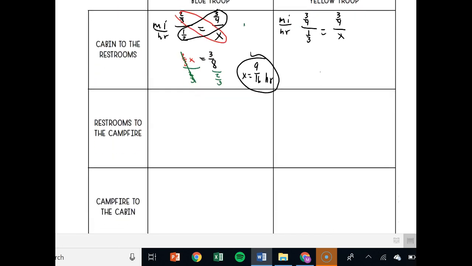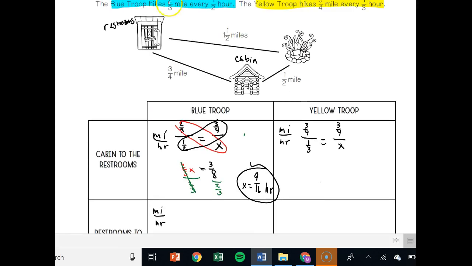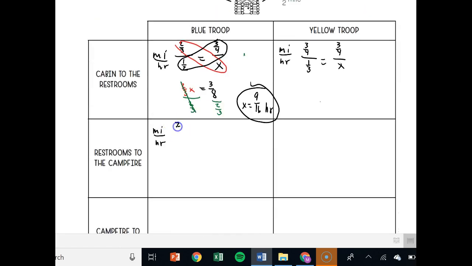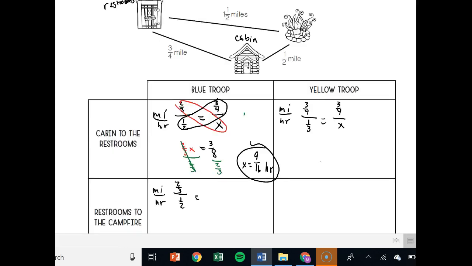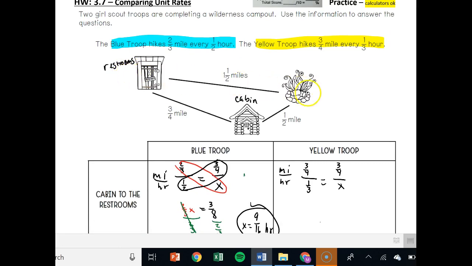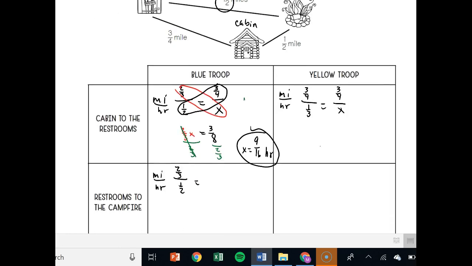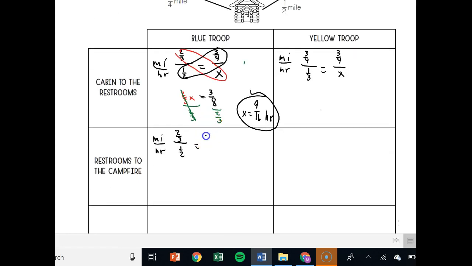For the restrooms to the campfire, again, the rate for the blue troop is miles over hour. If you go back up to the top, it's 2/3 of a mile every 1/2 hour, so 2/3 over 1/2 is equal. Now you need the restrooms to the campfire distance. Here's your campfire, and that's 1.5 miles, so we should change that to 3/2. 3/2 miles and x.